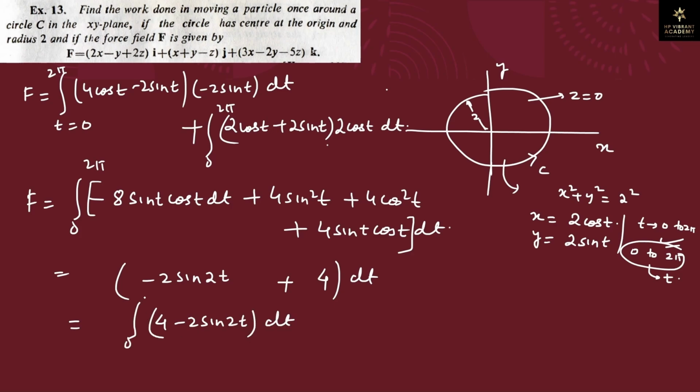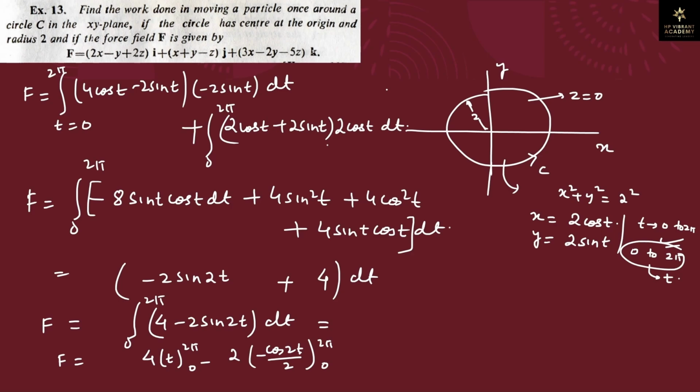This is 0 to 2 pi, the value of f as. Okay, so this we can write as 4 times of t, limit 2 pi and 0, minus, this is 2 sin 2t dt. So this will be, let us write here, otherwise it will not be visible. So we have f is equal to 4 times of t, 2 pi and 0, minus 2 times of cos 2t upon 2, minus, this is 2 pi and this is 0.